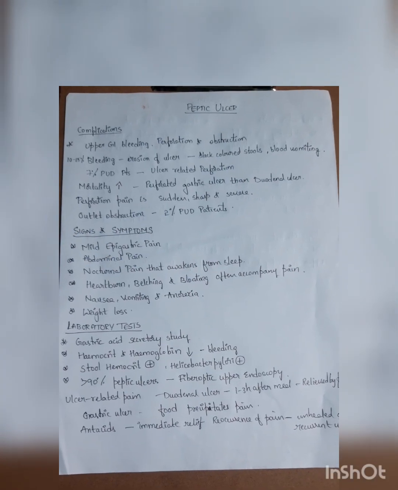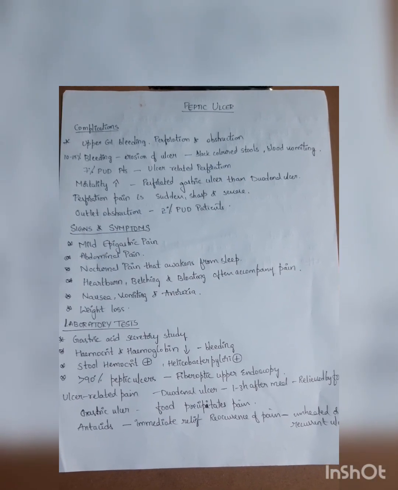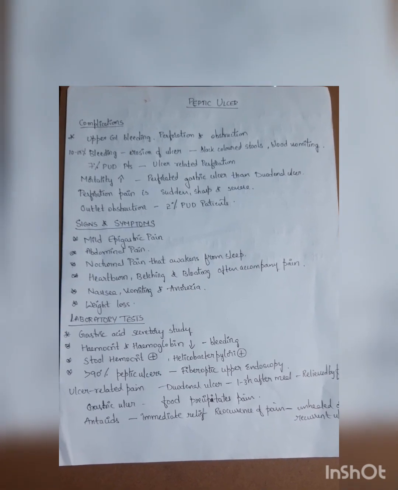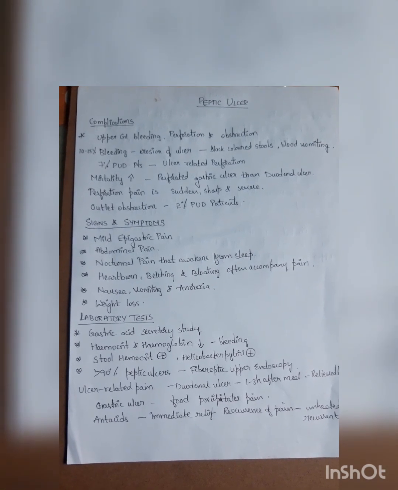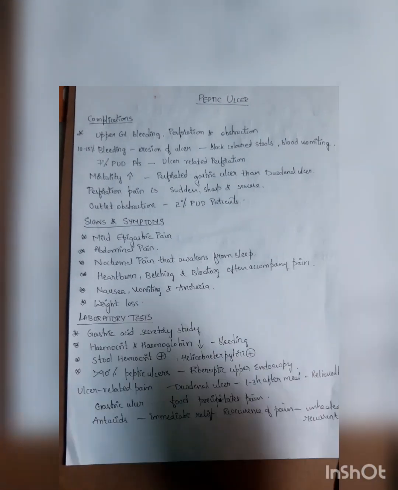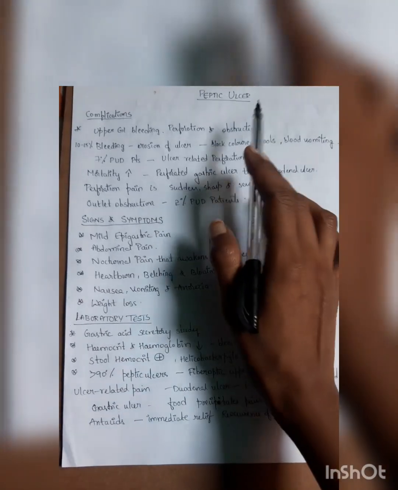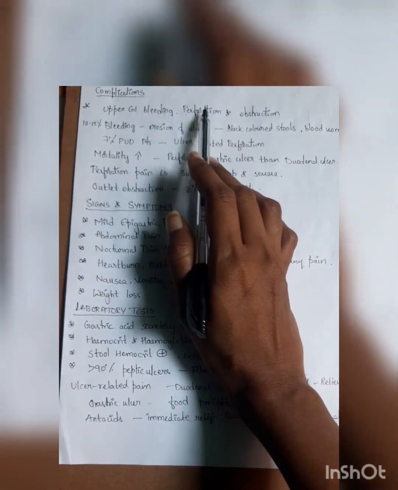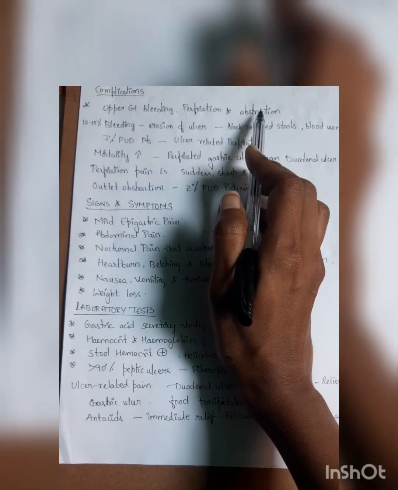Hello. In the previous video we discussed the peptic ulcer definition, etiology and pathophysiology. Now we'll discuss its complications, signs and symptoms, laboratory tests, etc. Coming to the complications, peptic ulcer complications include upper GI bleeding, perforation and obstruction.